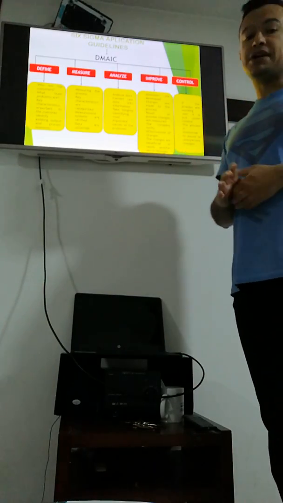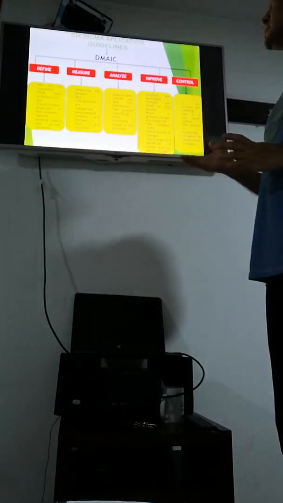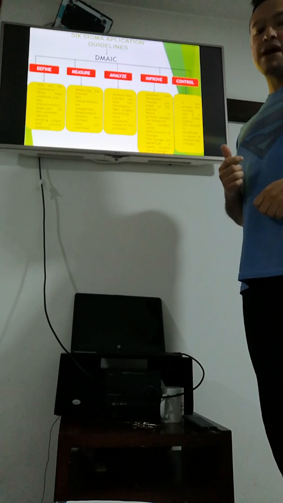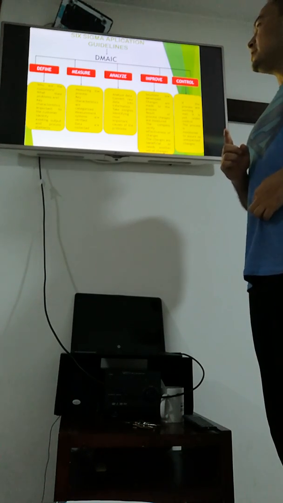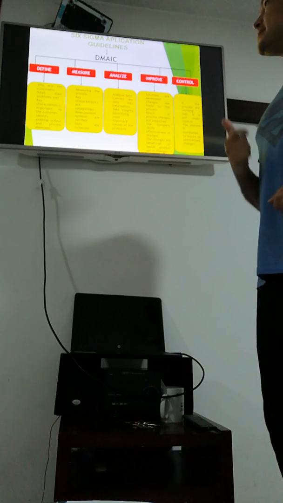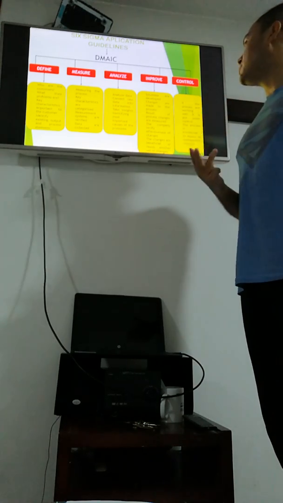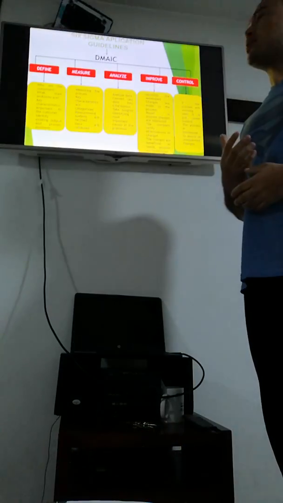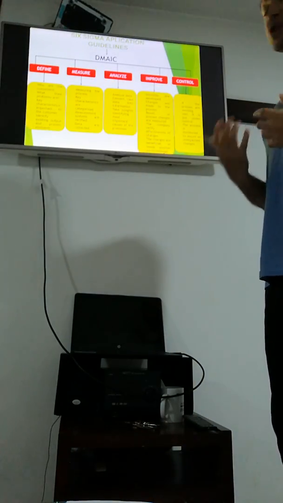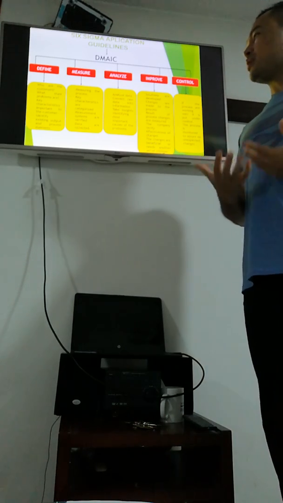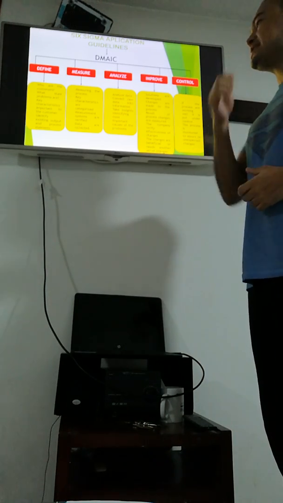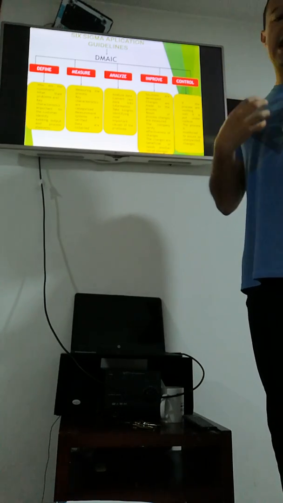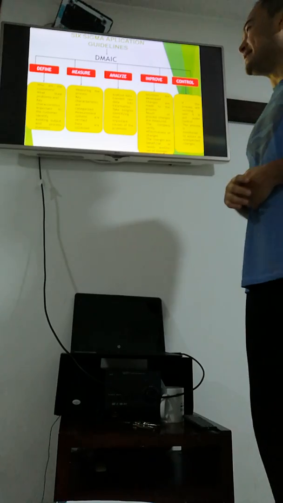The Six Sigma application has some guidelines, that is DMAIC: define, measure, analyze, improve, and control. When you talk about define, you need to know who the customers are, what the problems are, what the key characteristics important to the customer are, and identify the existing outputs and process elements.